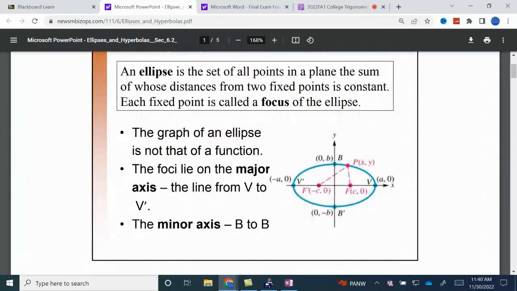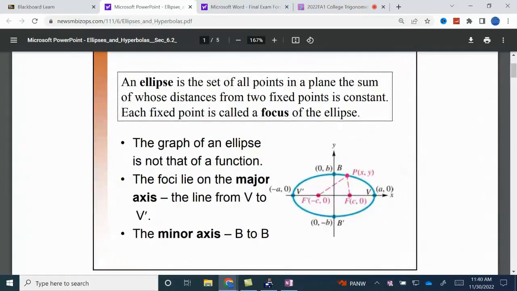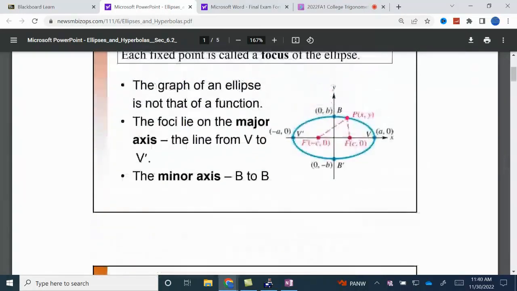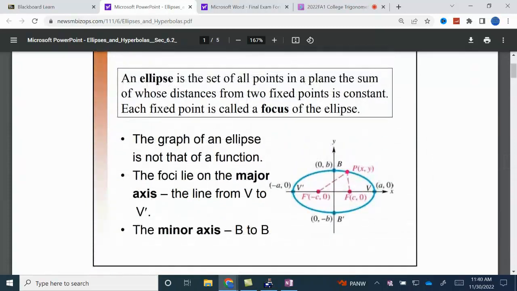If we take a look at the ellipse on the right-hand side, the graph of an ellipse is not a function. It's not a function because it would fail the vertical line test. If you were to draw a vertical line, you would have more than one point of intersection, so that makes an ellipse not a function.